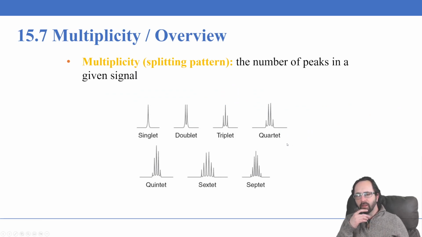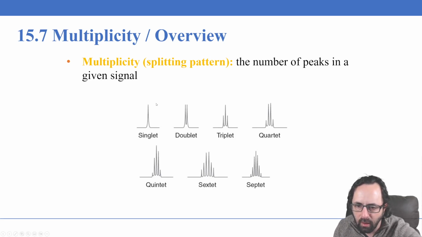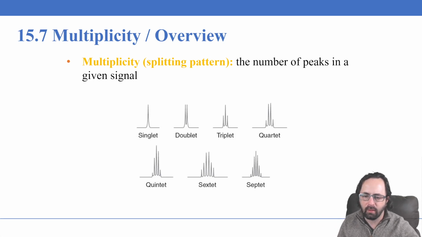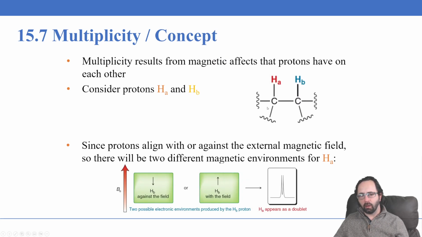So as we've discussed a little bit, in addition, there's splitting patterns, and I've been alluding to this as we move forward. You've noticed that these signals, they don't always occur as a single peak here. Sometimes they occur as doublets, triplets, quartets, quintets, sextets, septet, for example. And so let's talk about why this multiplicity or splitting occurs.